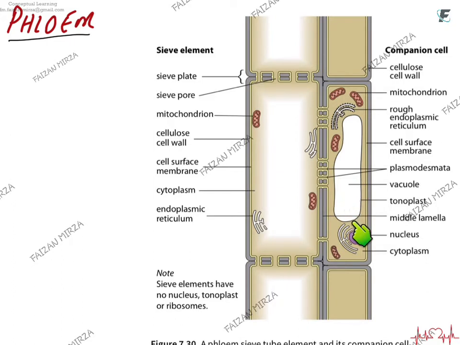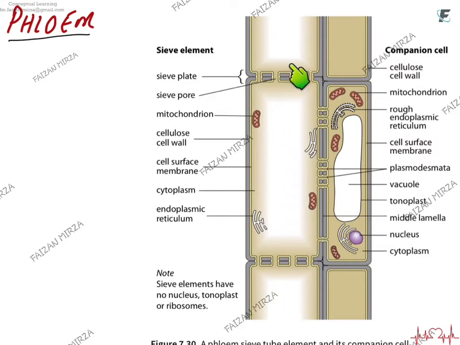But a companion cell is having all the parts which a typical plant cell is known to be having. It will have a large vacuole, which you can see is missing here. And this companion cell will be the one which will be allowing sucrose to be transported into the sieve element. So then the sieve element can take the sucrose from one part of the plant to the other.